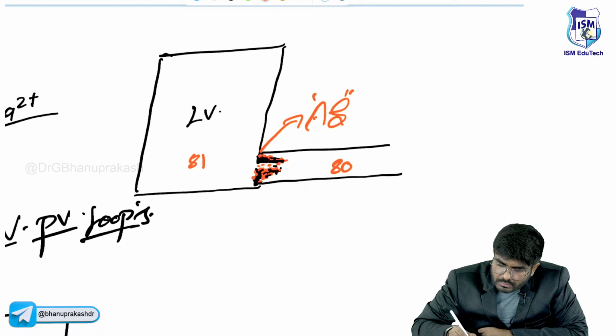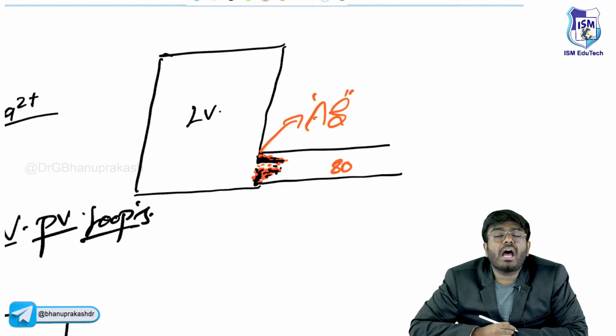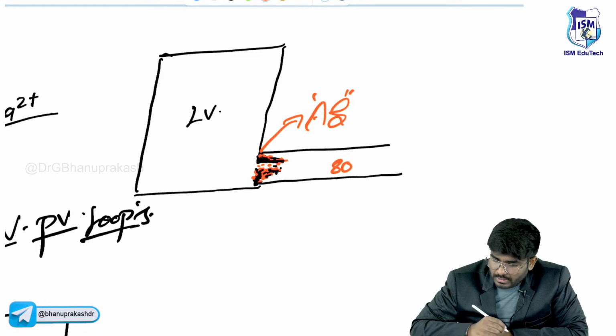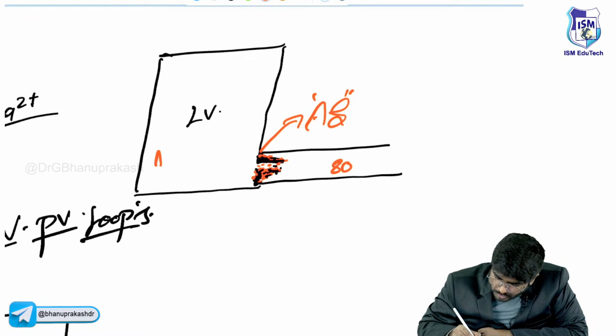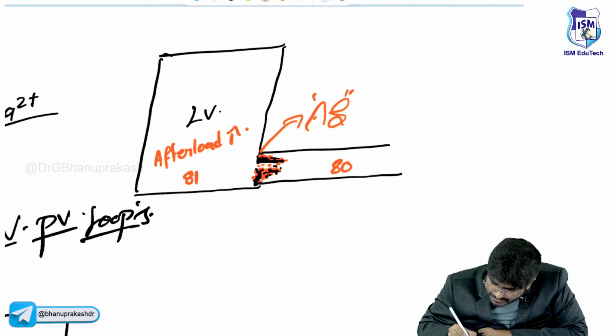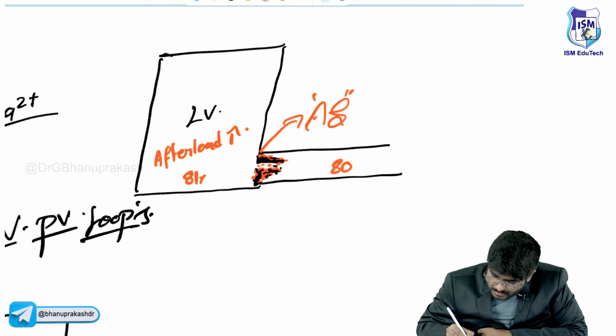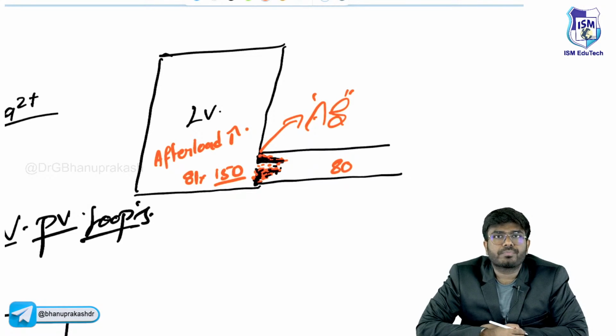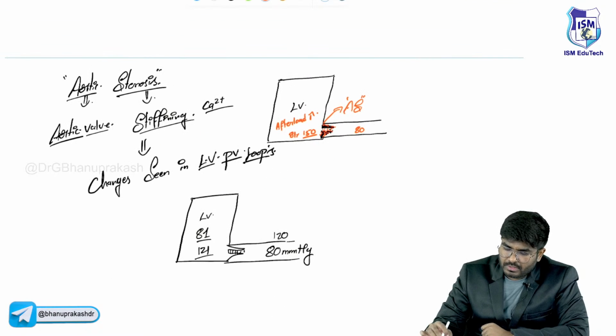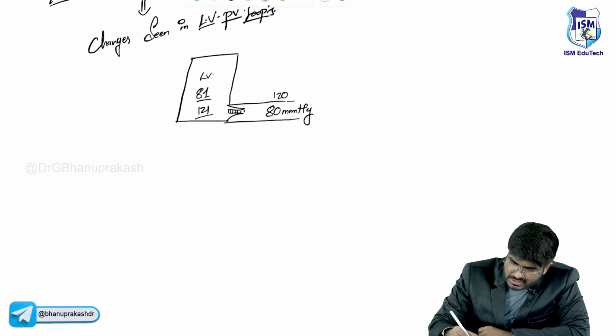So now, what happened to the afterload? In the last class, I explained what afterload is. The afterload is the amount of pressure generated by the left ventricle in order to open the aortic valve. Now the afterload increases. 81 is not enough now. The left ventricle may have to generate 150. So if I draw the left ventricular pressure volume loop, this is the normal left ventricular pressure volume loop.